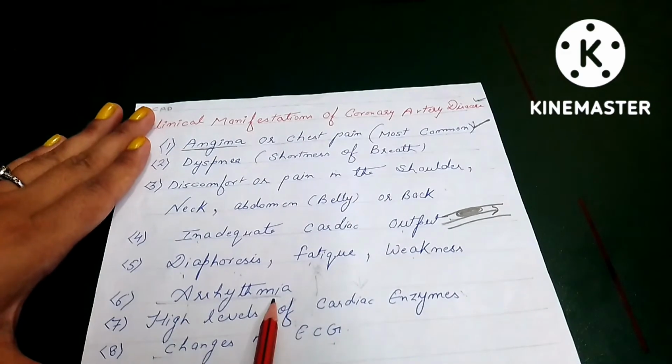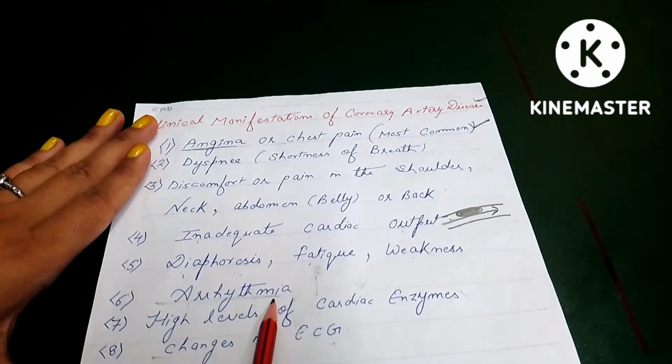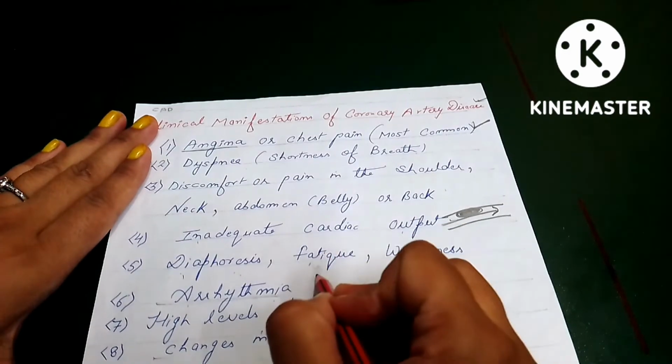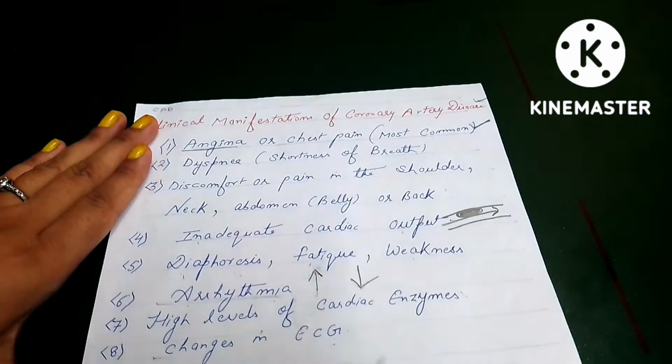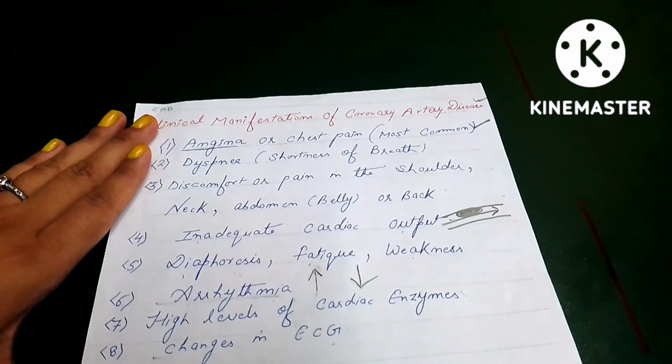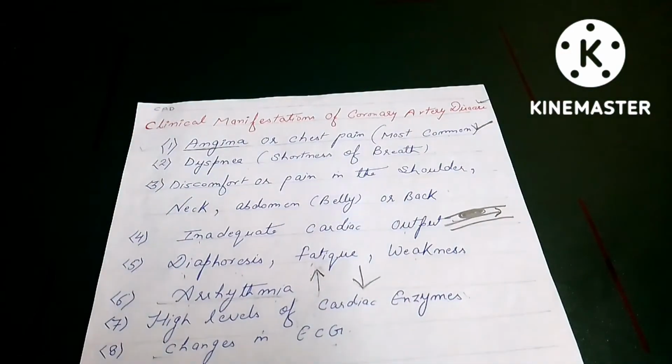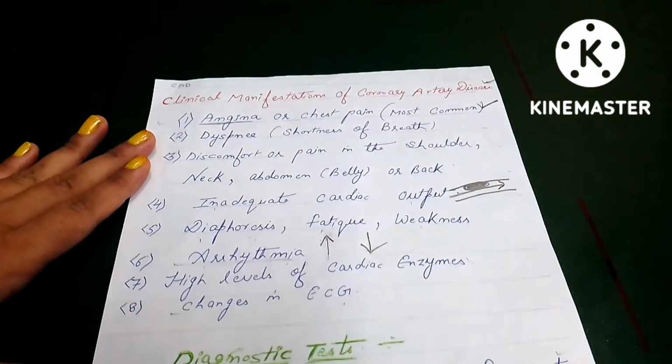Arrhythmia, next symptom. Arrhythmia means the heart rate is not in a proper manner, meaning there is an increase of heart rate, or it can be a decrease of heart rate. It is not in a regular form. The rate, rhythm and formation of heart rate completely get changed. That is called arrhythmia.